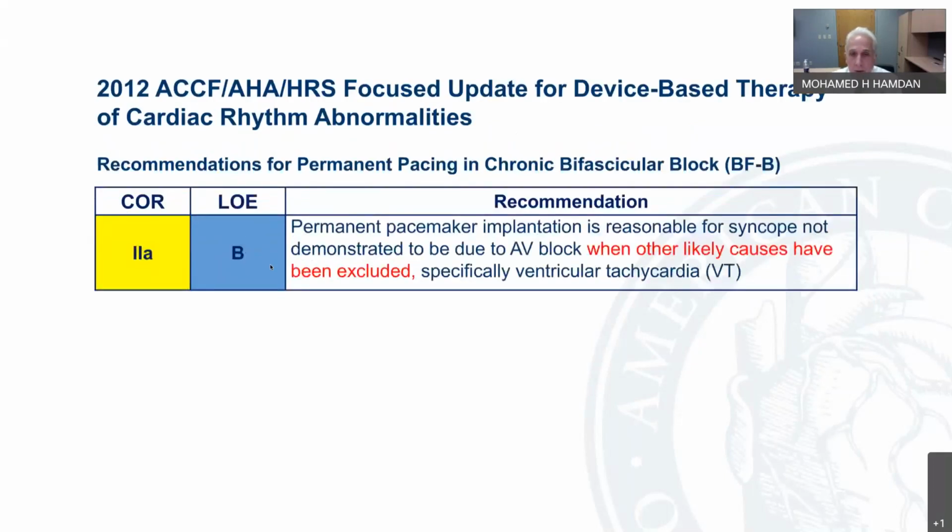When you look at the device guidelines, for patients who present with syncope and have chronic bifascicular block, pacing is a 2A indication. But it's very important to note that the guidelines state it's a 2A indication when other likely causes have been excluded. Why? Because you can have bifascicular block and have orthostatic hypotension and reflex syncope. So we don't want to jump and put pacemakers in these patients.